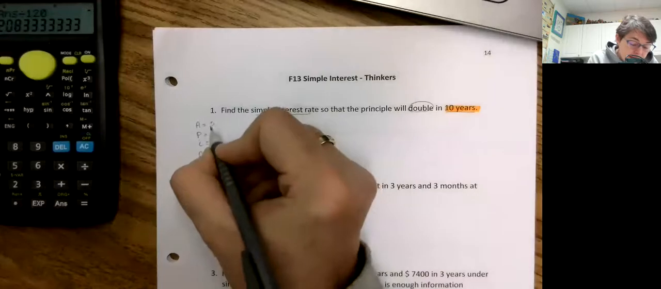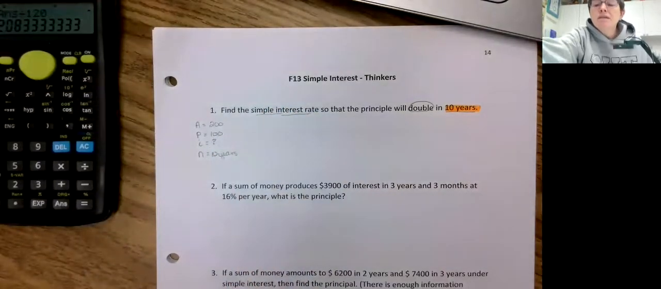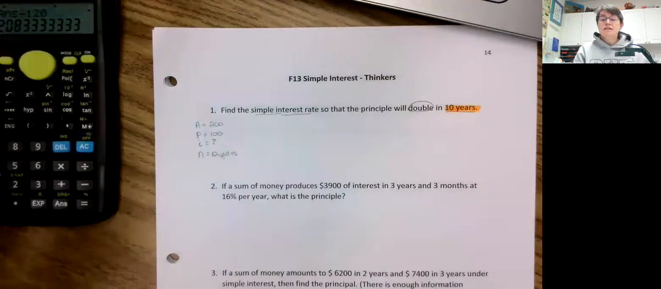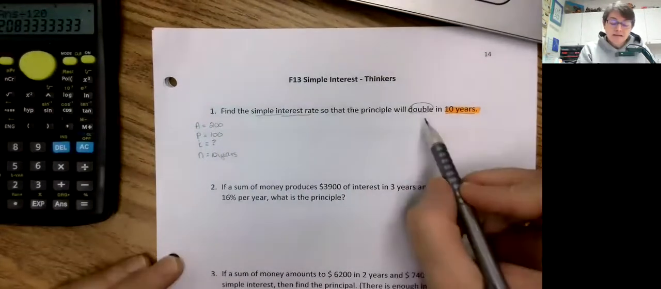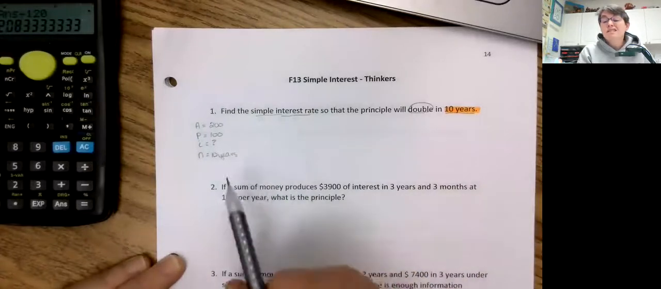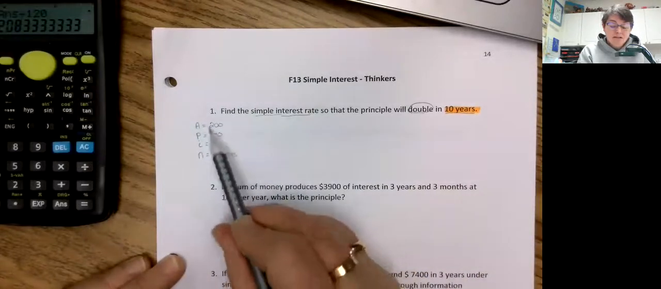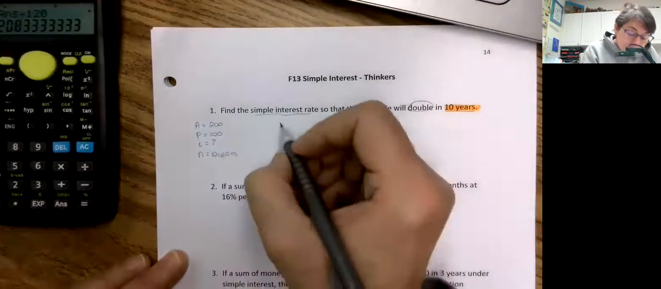So now, ta-da, your question is set up. I don't like the way my camera's sitting. There, the question is set up. Now you can do it. But you had to realize that you had to do the double. And the truth is, I'm not going to do the math, but if you picked two other numbers, it would still work out exactly the same.